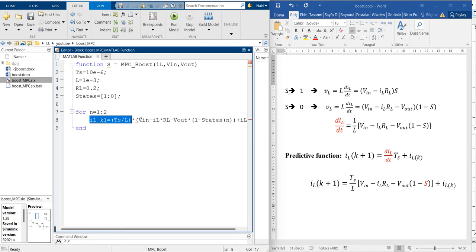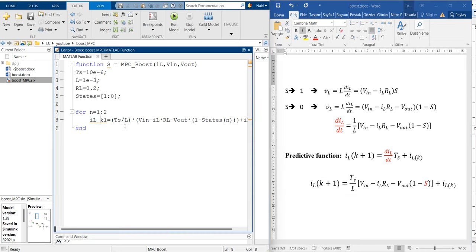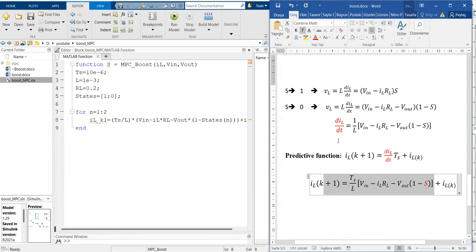Okay, now this is our predictive function, and we have to put one more. Okay, this is our prediction function. Here we can obtain the predicted value of the inductor current with this equation.